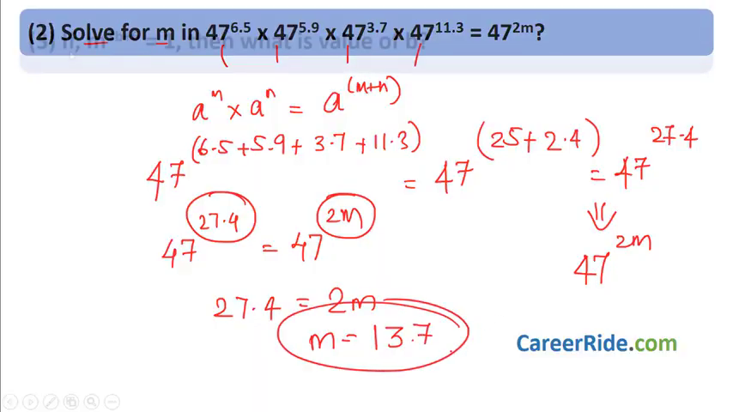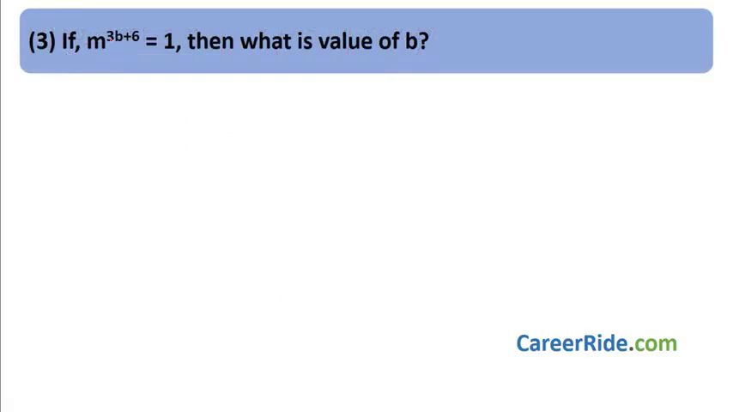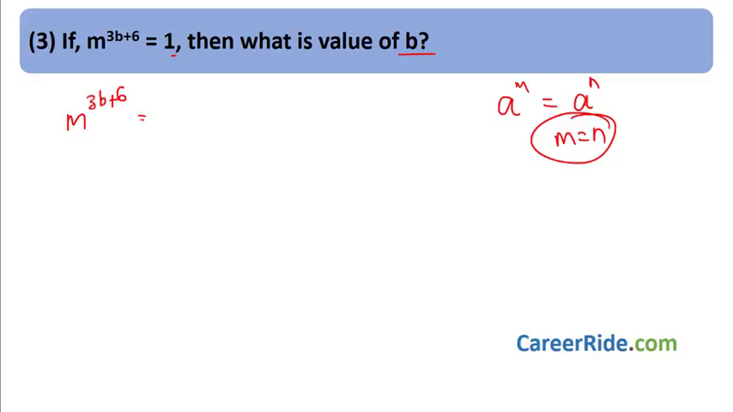Moving to the next question. If m raised to 3b plus 6 is equal to 1, then what is the value of b? Now in the last sum we saw that whenever the bases are the same, only then can we equate, correct? Now over here the base is not the same. We have m raised to 3b plus 6 equal to 1, okay. Here it is m, here it is 1. So what to do? Can we get the base to be the same? Can we convert this into the format of m raised to something?